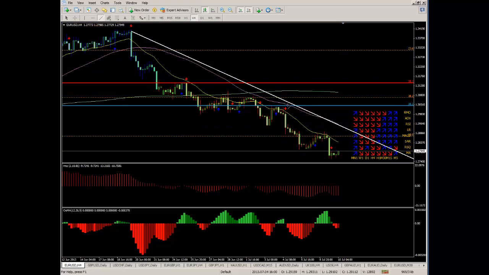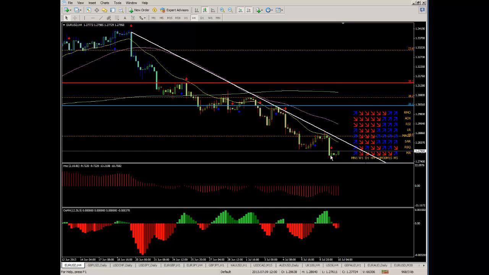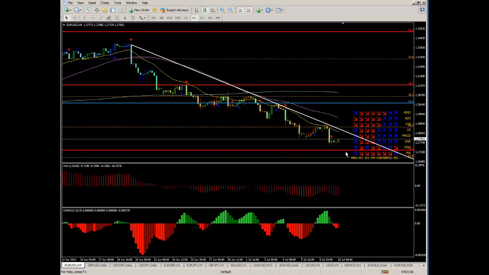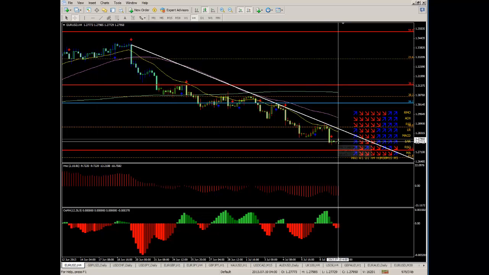Swing lows depict downside movement. Swing low, swing low, swing low. Last bearish engulfing candle. But you can quite clearly see that major weekly support and resistance level is not too far off from where price is trading right now. In fact, it's a good 64 pips.